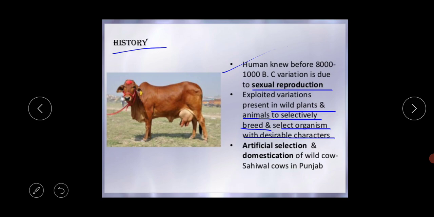To make the variation, to produce the variability, we need some kinds of artificial things. So we need some kinds of selective breeding, selecting organisms for desirable characteristics. This is also called artificial selection, like the domestication of the wild cow and the Sahiwal cows in the Punjab. This is one kind of artificial hybridization. But what is the main purpose? The main purpose is to produce the variation.